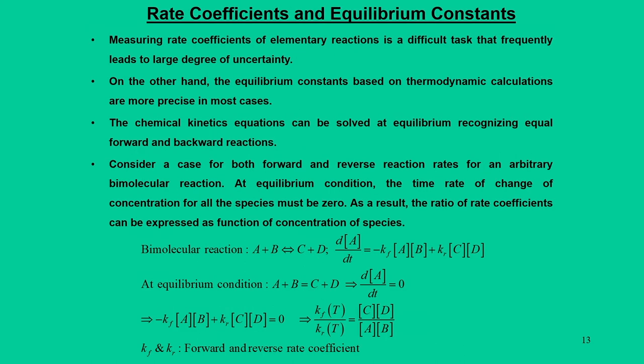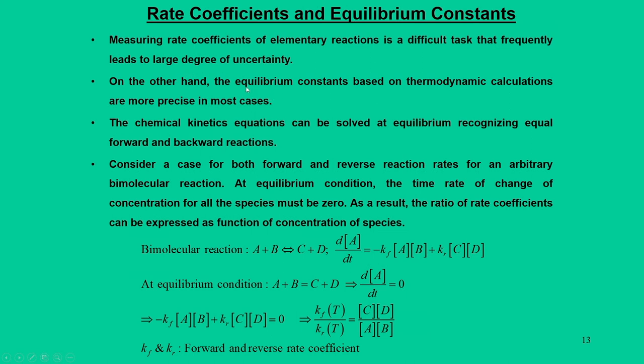Okay. Now, the next component that we are going to discuss is the comparison between rate coefficient and equilibrium constant. Prior to this we introduced the term equilibrium constant in our previous module, and here we introduce the term rate coefficients. So, let us see what the resemblance is between these two parameters. As we have emphasized, measuring rate coefficients of elementary reactions is a very difficult task, and it gives a lot of uncertainty.